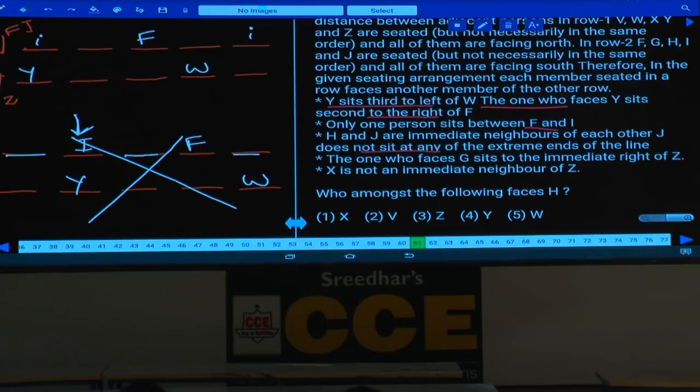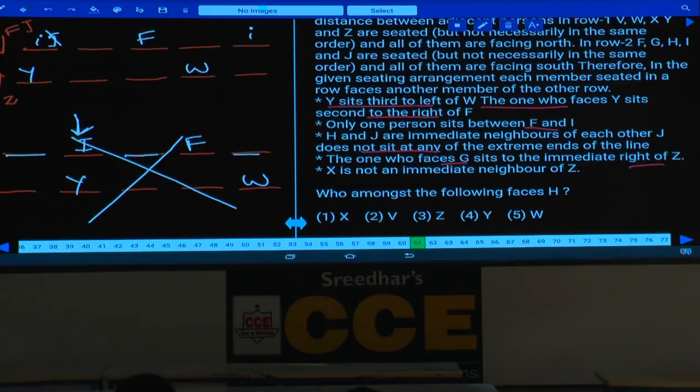And the one who faces G. Now here we are talking about whom? The one who is facing G sits to the immediate right of Z. Now tell me what are the different possibilities for this G. Can G be at this place? If G is here, the one who is facing G is Y. This Y must be at the immediate right of Z, which is not possible. Hence G cannot be at this place.